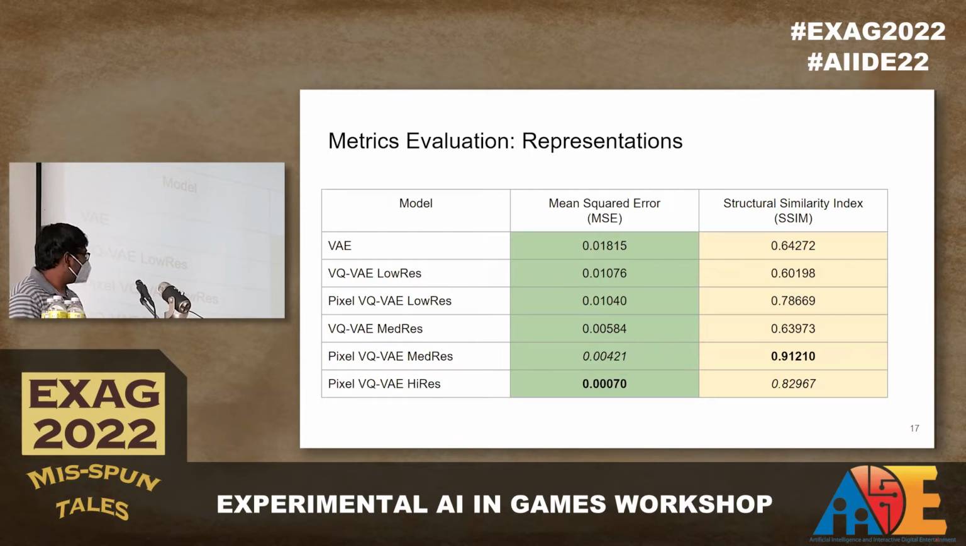Now, if you look at this green color column here, which shows the mean square error, our high-res model significantly outperforms everything, including the baselines. Whereas in terms of structure, our medium-res model actually does a bit better than the high-res model. This is mainly because the high-res model focuses on individual pixels, so it has a side effect of not focusing as much on overall structure.